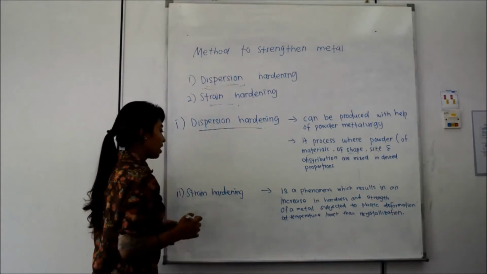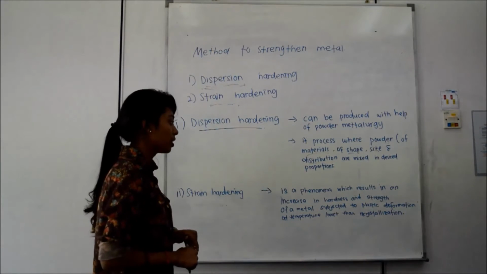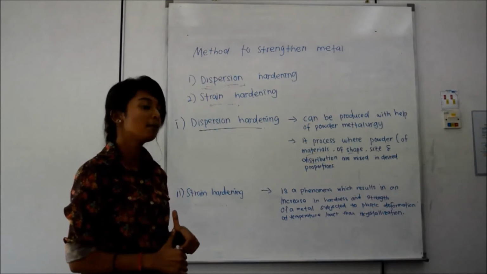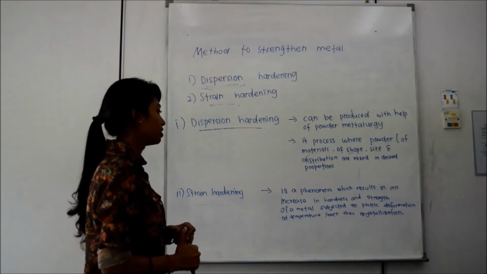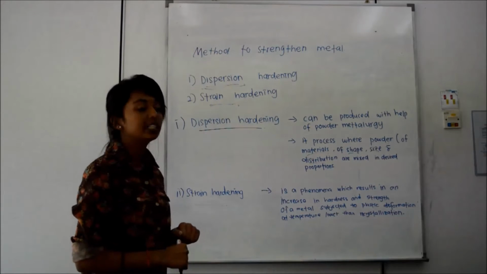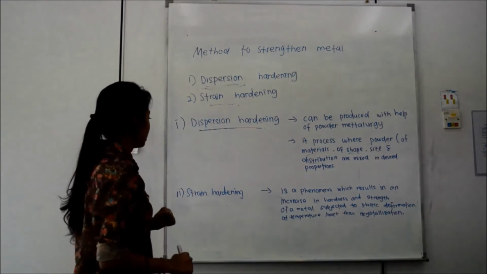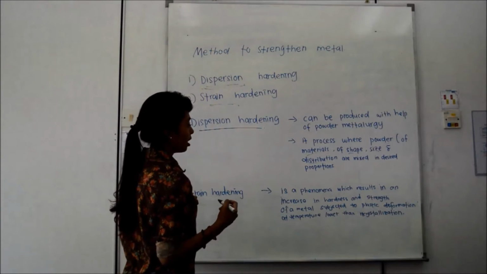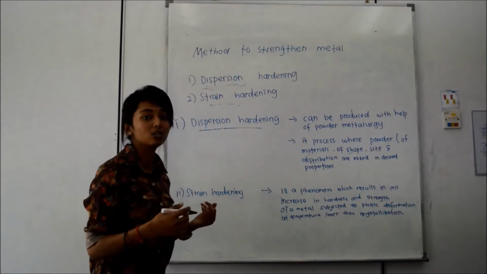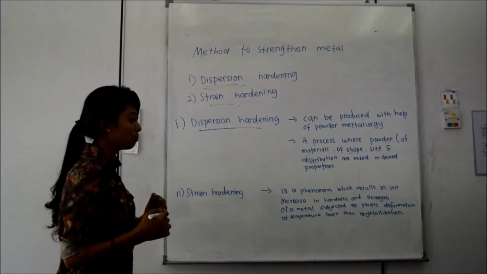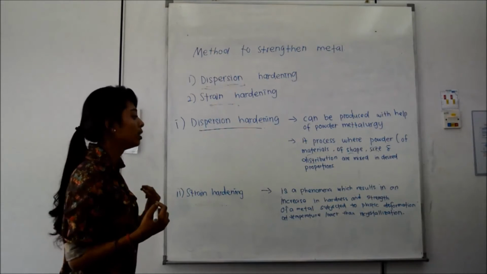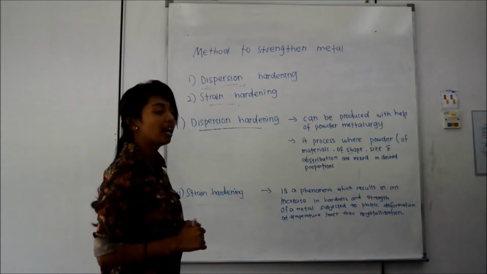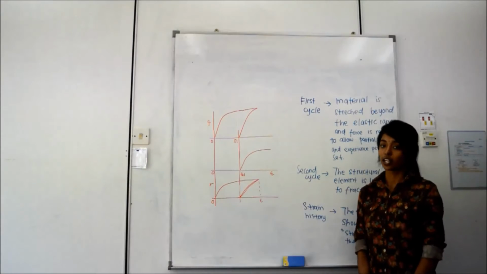Next, strain hardening. Strain hardening is a phenomenon which results in increase in the hardness and strength of the metal subjected to plastic deformation at temperature lower than crystallization. Here, in strain hardening, metals are subjected to plastic deformation at temperature which normally will be lower than the crystallization temperature in order to increase hardness and strength.